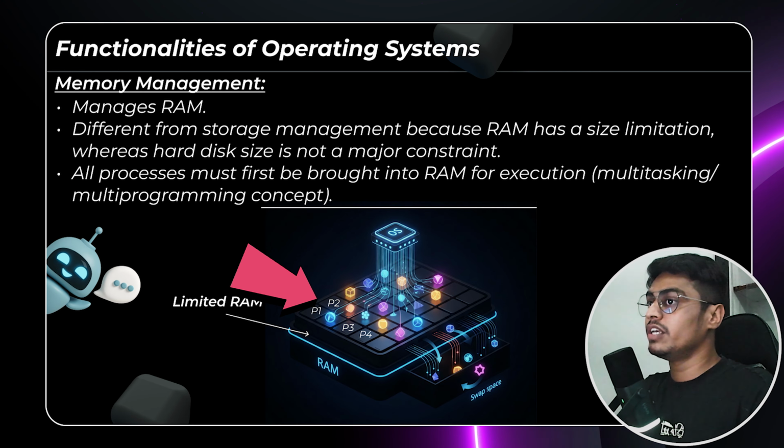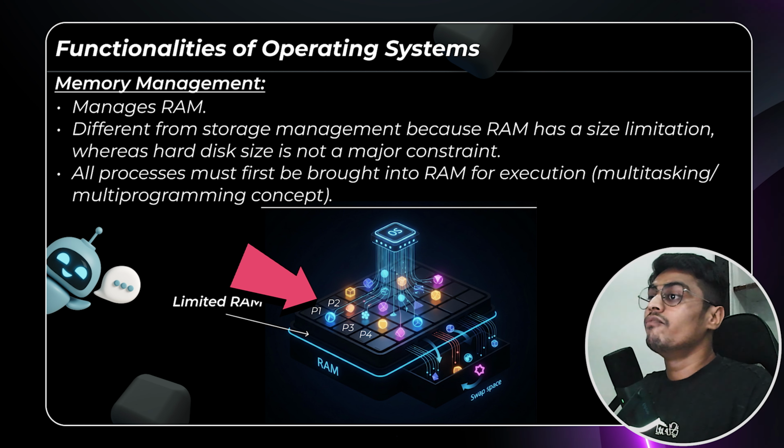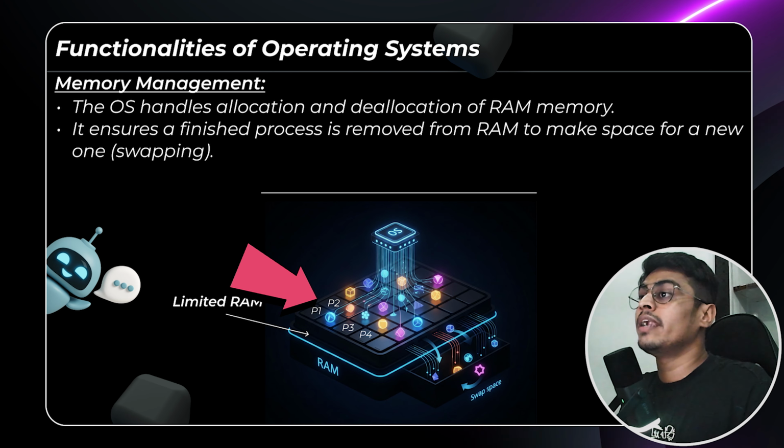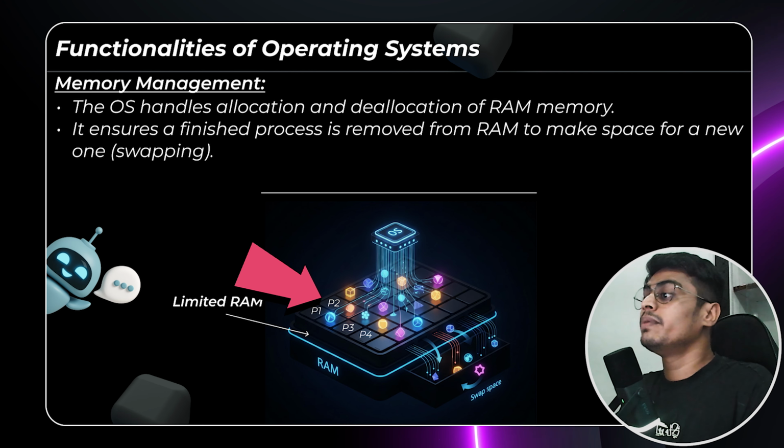All the processes that we have to execute, we bring all of them first into the RAM, and then when they come into the RAM, then we transfer them into the CPU one by one. So how much memory of the RAM we have to allocate and take that memory back when the process is done? Allocation and deallocation.